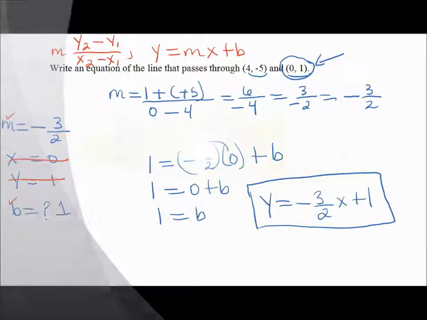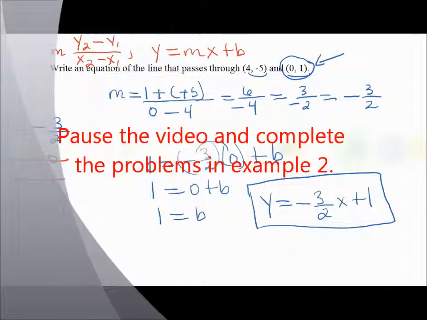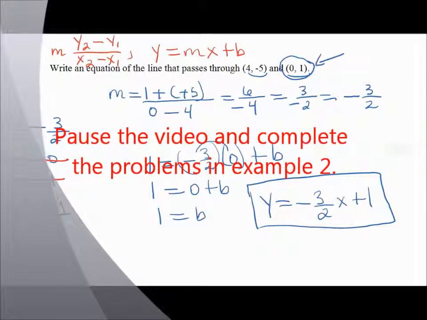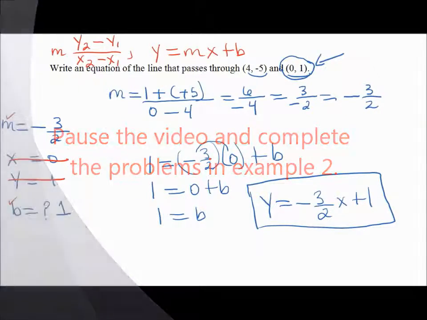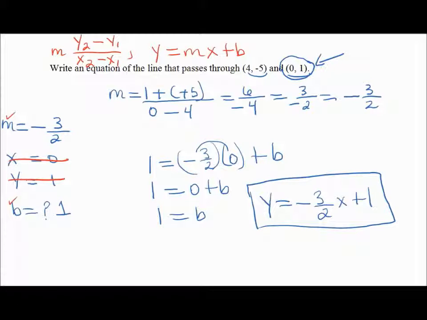Now what I want you to do, I want you to pause this video. I want you to try the next two problems on your own. Remember, you have to find the slope first. Then you use your slope and one of the points that's on the line to calculate your y-intercept, to figure out what the y-intercept is. Once you have that y-intercept, you put the slope and the y-intercept together to write your equation of your line. It's a fairly simple process. Then restart your video to check your answers.